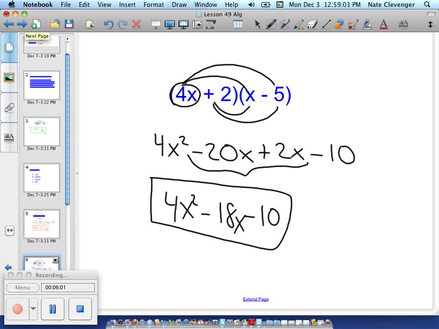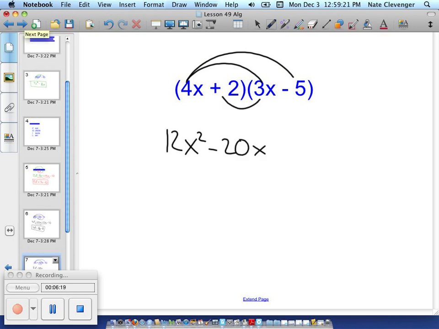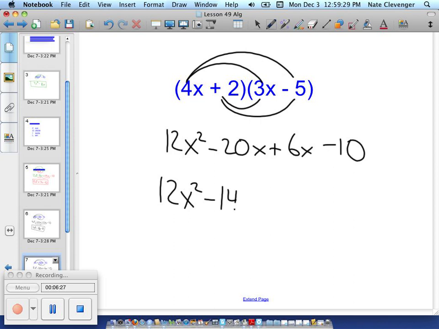So distributing through twice. 4x times 3x, 12x squared. 4x times negative 5, negative 20x. 2 times 3x is positive 6x, minus 10. 12x squared minus 14x minus 10.